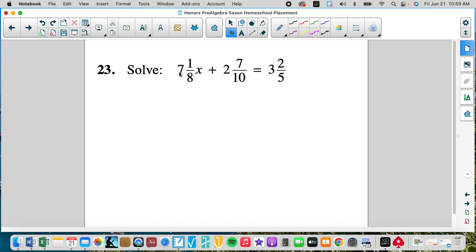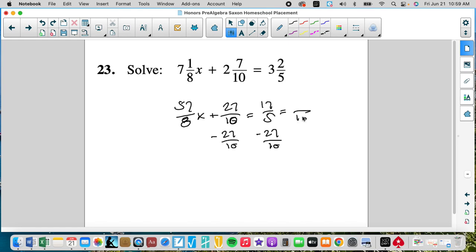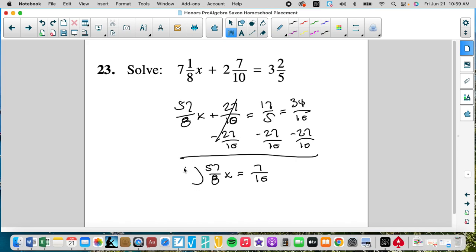So let's convert them. 8 times 7 is 56 plus 1 is 57/8, plus that's 27/10 equals tenths, 15, 16, 17/5. So let's move the addition and subtraction first. We're going to convert to tenths here. So that's 34 minus 27/10. These cancel. You're left with 57/8. And negative 27 positive 34 is positive 7/10. Let's multiply by the reciprocal, 8/57.